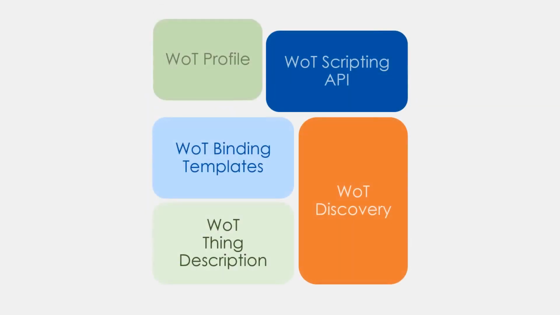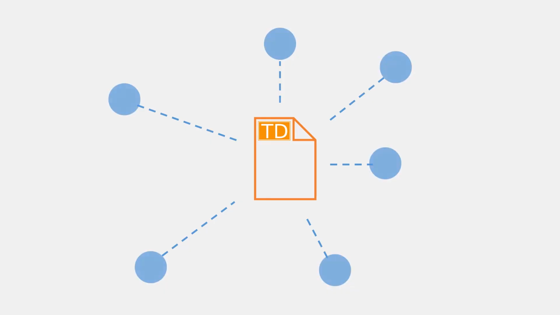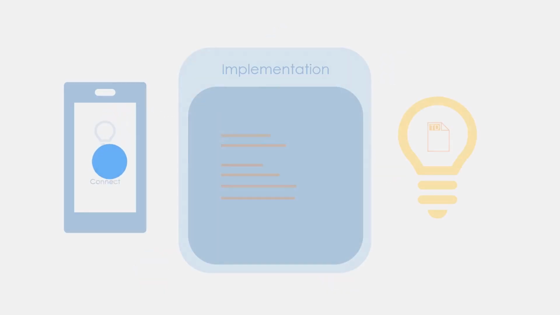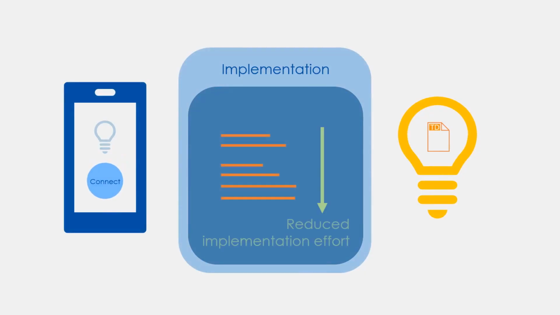By design, TDs are flexible and able to describe anything without any limitations. However, in some cases, depending on the thing's purpose, it may be a good idea to limit the TD to prevent unnecessary implementation load. The WoT profiles help this by constraining TD features.